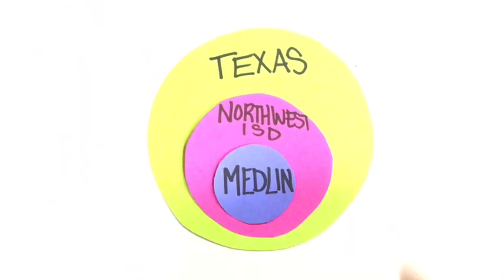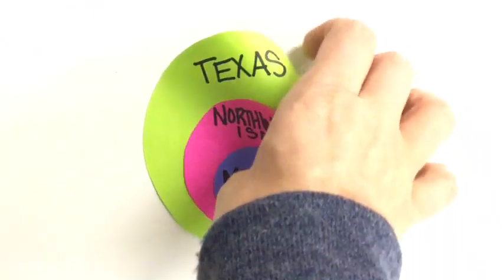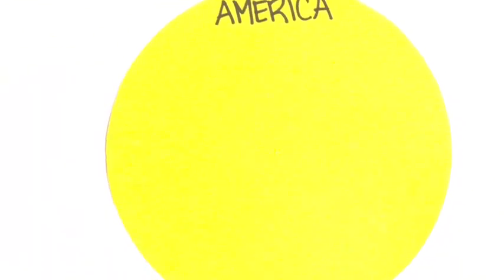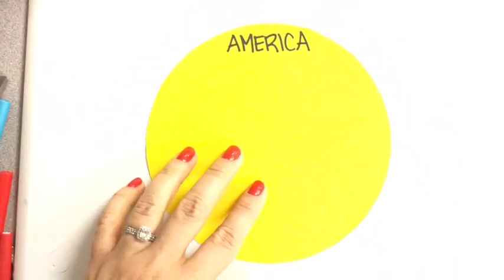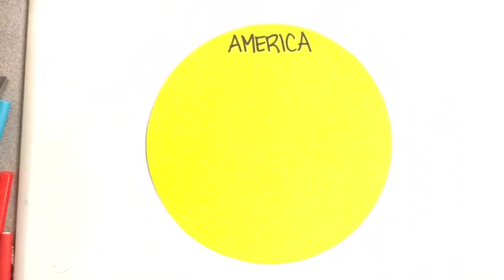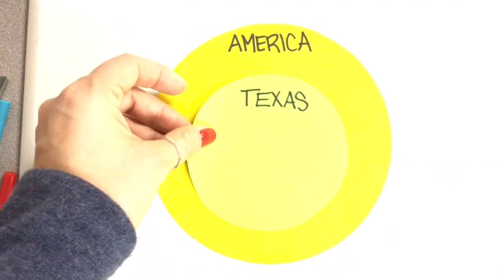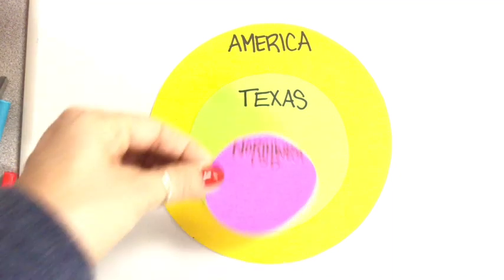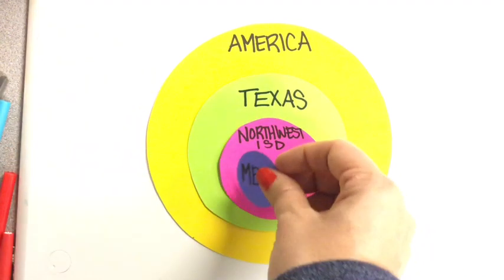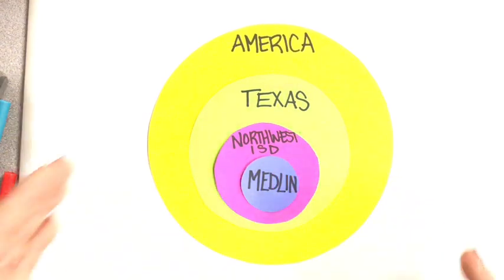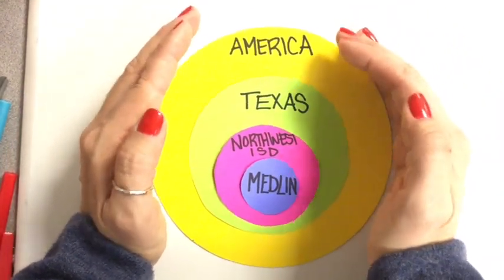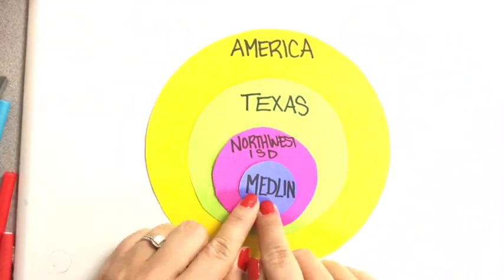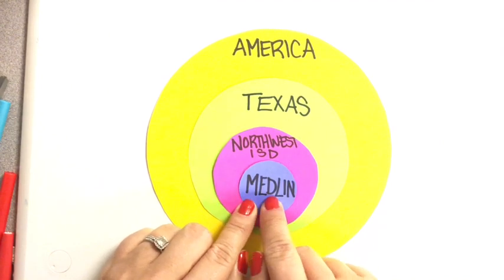And then the last connection I'm going to make here is we all live in America. So if we all live in America, think of all the students in America that don't go to Medlin. So in America, we are also in the state of Texas. We are in Northwest ISD and we go to Medlin. And although there are millions and millions of people in America, we are in America too. But more specifically, we belong to Medlin.